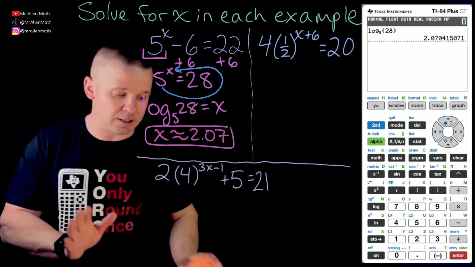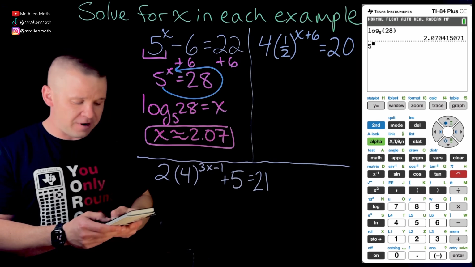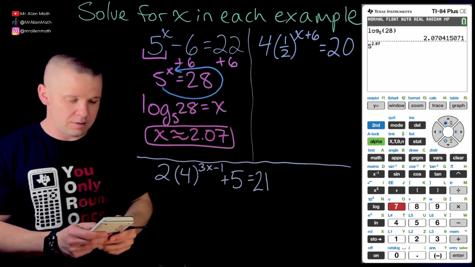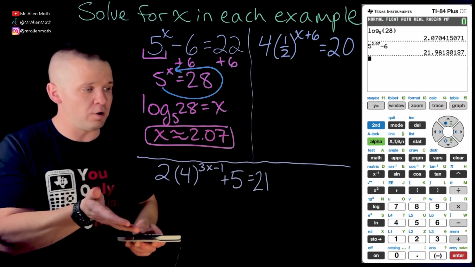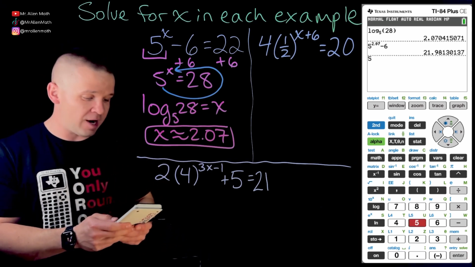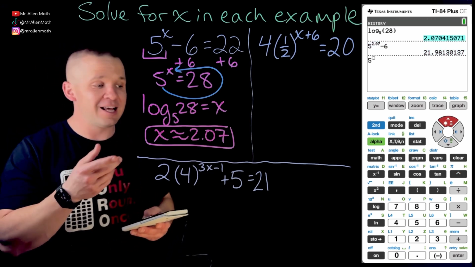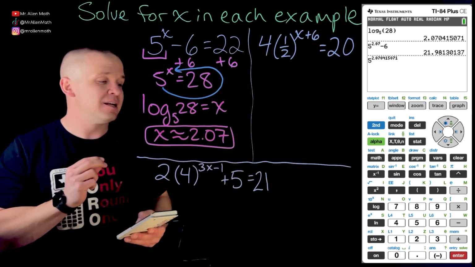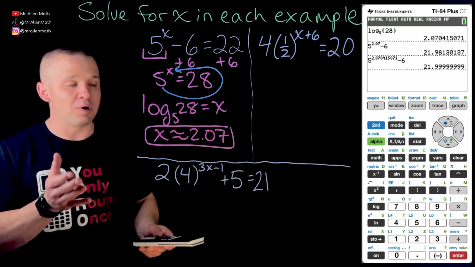So let's plug this in and check our work. That's usually good practice in math. If I do 5 to the 2.07 and then minus 6, I should get very close to 22, right? 21.981 and change. Now, if I were to have done 5 raised and I grab this guy, did you know you could do that? You can arrow up and highlight, hit enter. It will copy and paste it down. You don't have to type the whole thing. Kind of awesome. Minus 6. I end up getting 21.999.